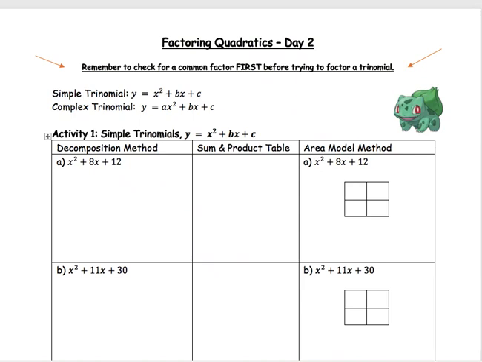Welcome to Factoring Quadratics, Day 2. I had the title Factoring Trinomials last day, just because the questions we were trying to tackle had three terms to it, so it would have the ax squared plus bx plus c. But I'm calling today's lesson Factoring Quadratics, because this is a quadratic equation.